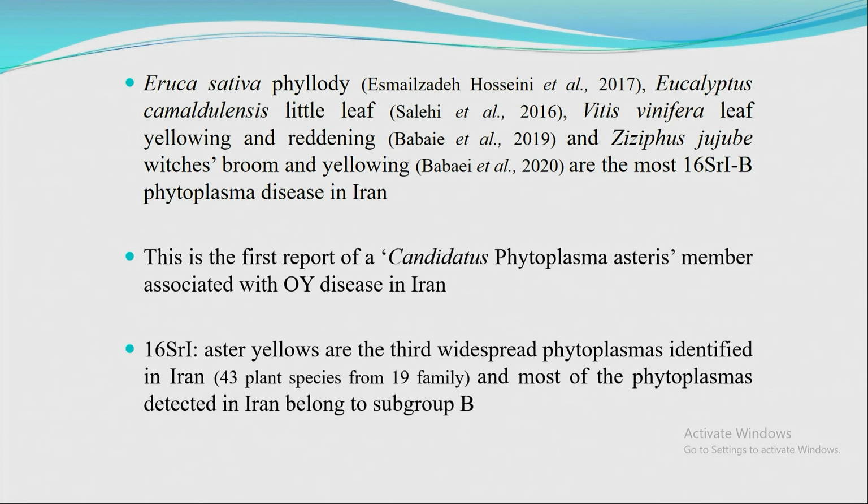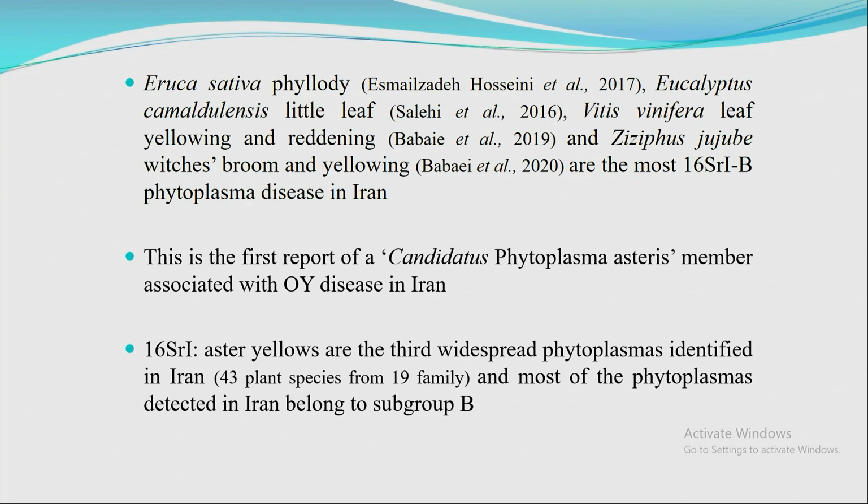Formerly, Eruca sativa phyllody, Eucalyptus little leaf, Vitis vinifera little yellowing and reddening, Ziziphus jujuba witches' broom and yellowing, were reported as associated with aster yellows phytoplasma subgroup B. This is the first report of Candidatus Phytoplasma asteris associated with onion yellows disease in Iran.